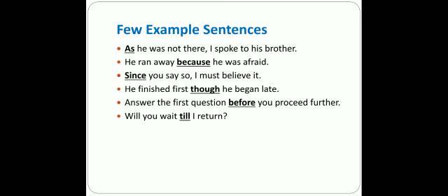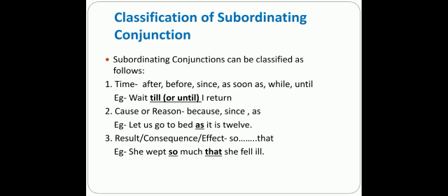Now, children, in all these sentences, you will find that one part of the sentence is dependent on the second part of the sentence, and this is what we call a cause and effect relationship. Next, we have classification of subordinating conjunction. There are basically 8 classifications of subordinating conjunctions. Let us see one by one.